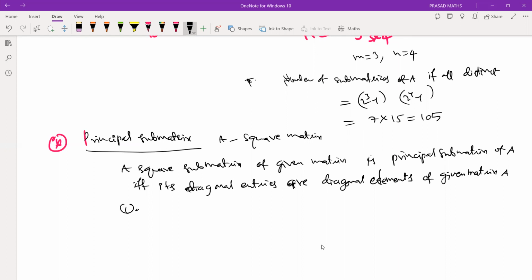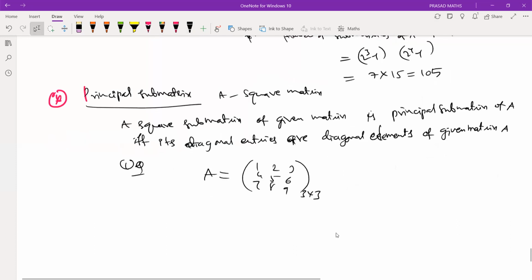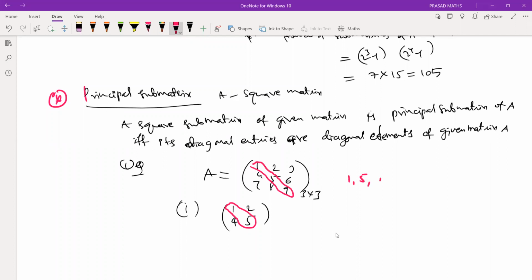Suppose you take a square matrix 1, 2, 3, 4, 5, 6, 7, 8, 9. Right? What is the principal submatrix? Suppose you take this 1, 2, 4, 5. Is it a principal submatrix? Yes. Because the diagonal entries of this are 1, 5. What are the diagonal entries of the given matrix? 1, 5, 9. So the diagonal entries of the submatrix are precisely the diagonal entries of the given matrix. If that happens, that matrix is a principal submatrix.